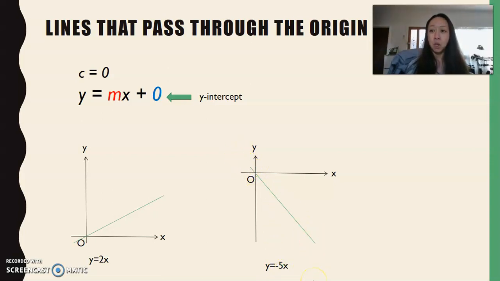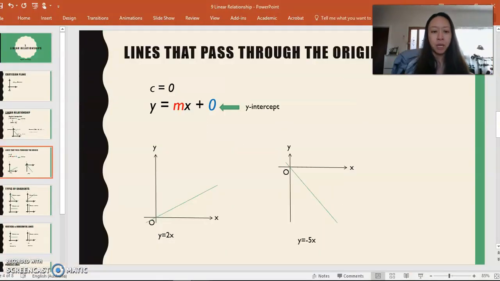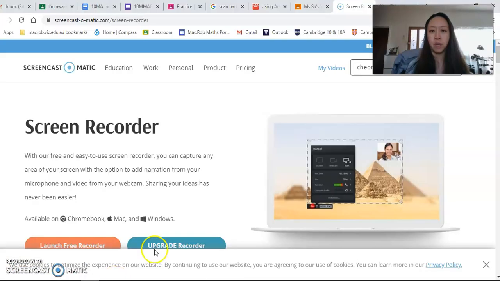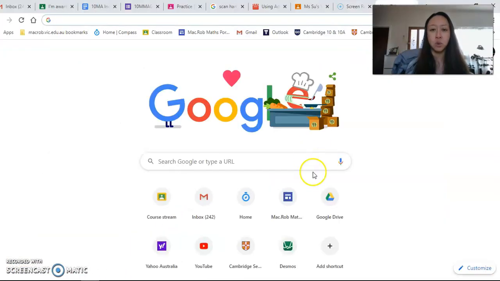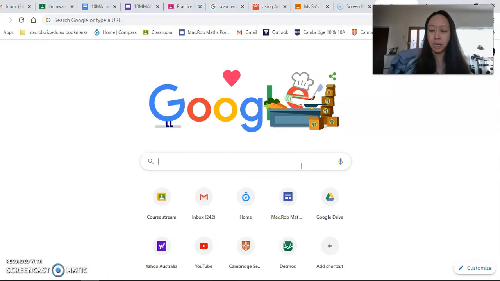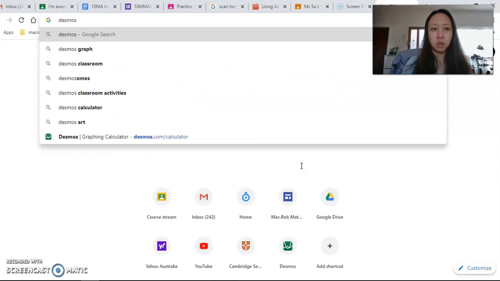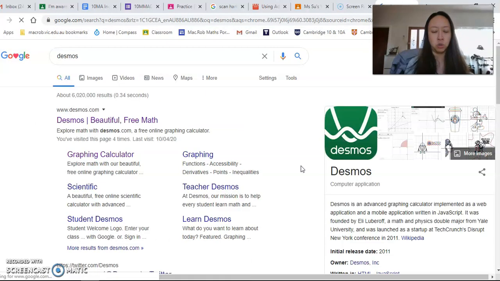In order for you to familiarize yourself further with drawing lines on the Cartesian plane, let me introduce to you a very simple software. You can find this software in Google. The software that I'm mentioning is called Desmos. If you enter Desmos into Google or into your browser, you will get this one. This is the one that I'm talking about. It's Desmos, Beautiful, Free Math.